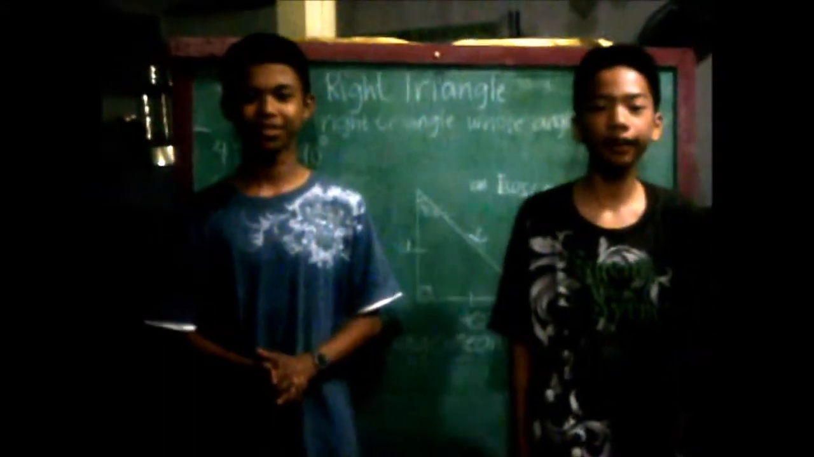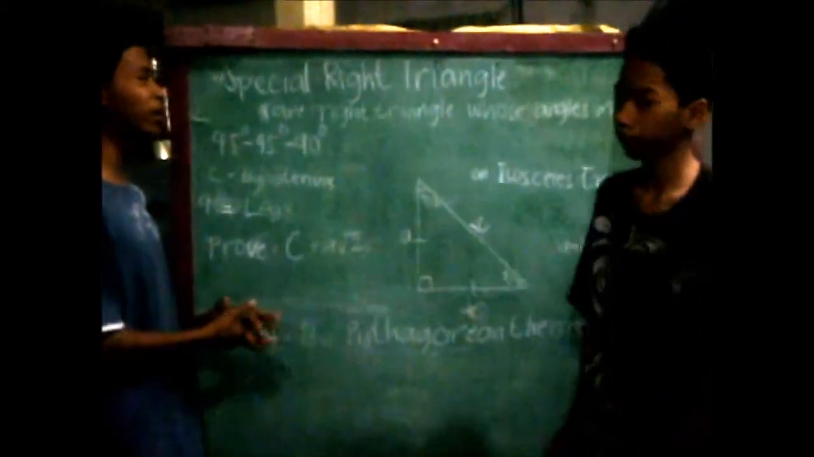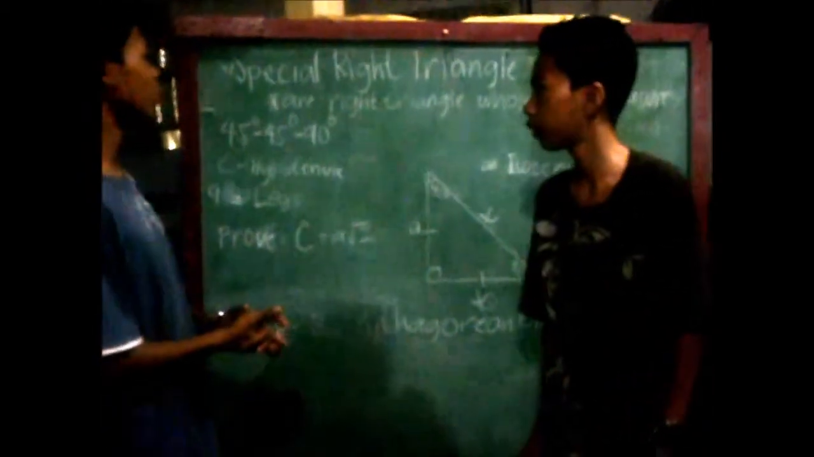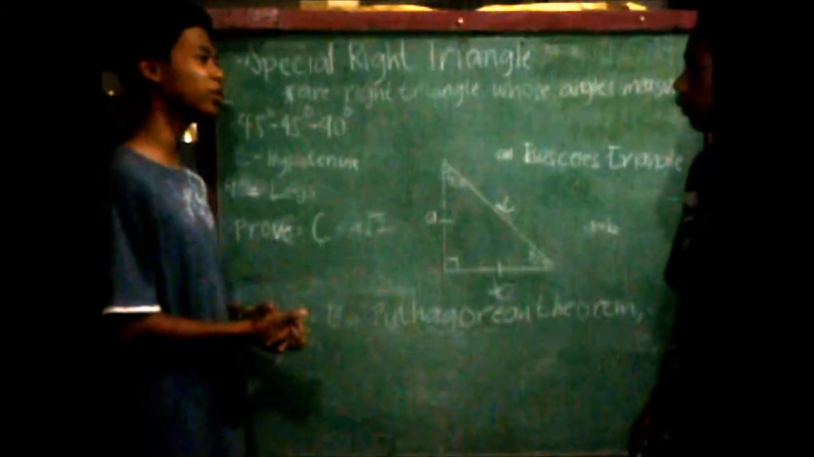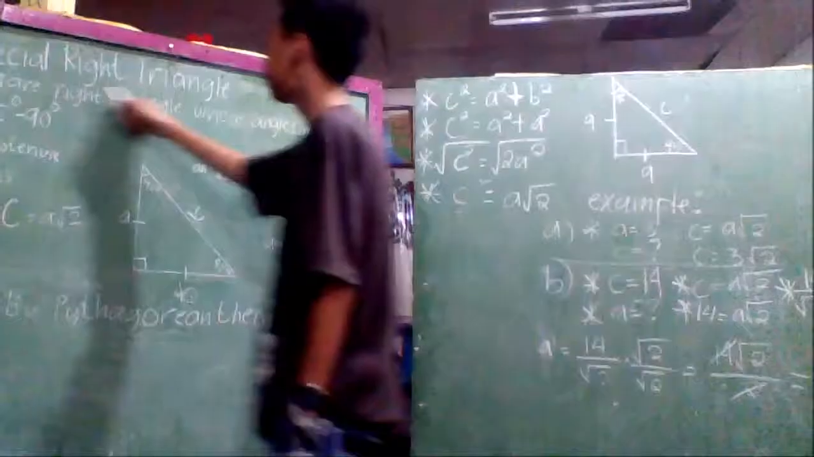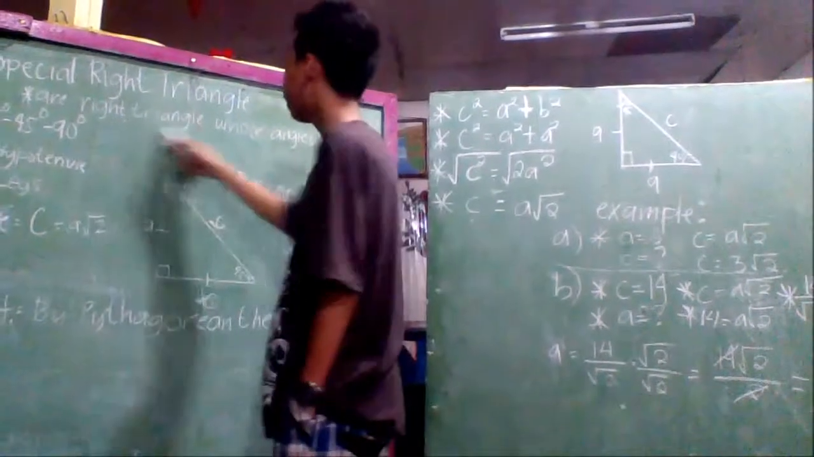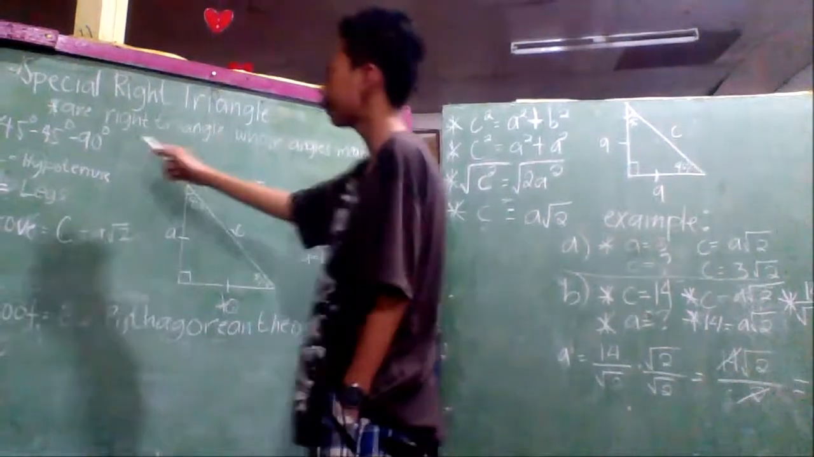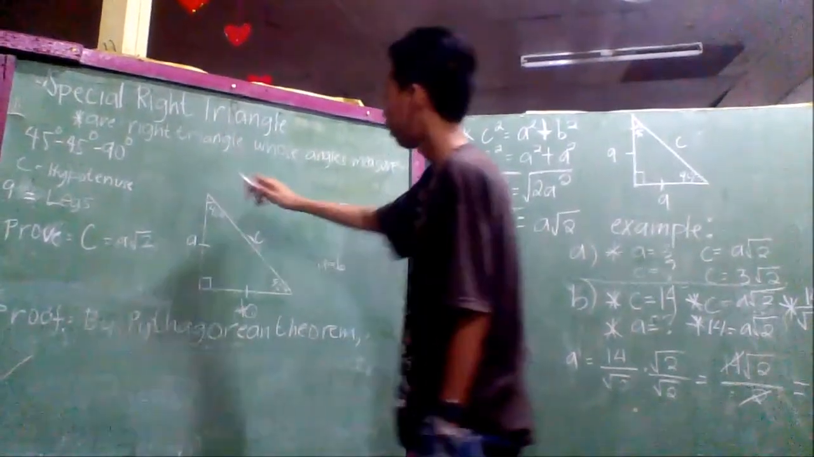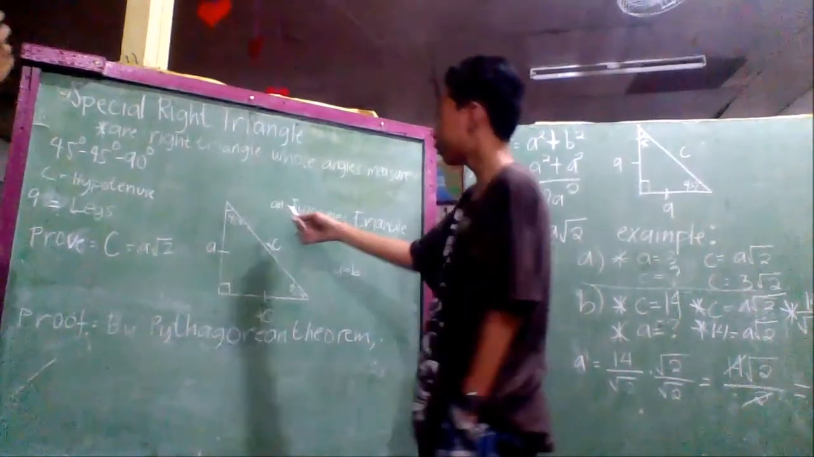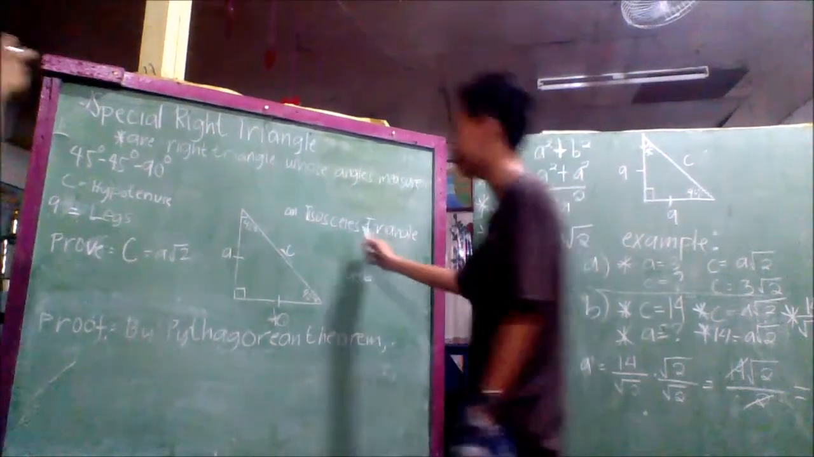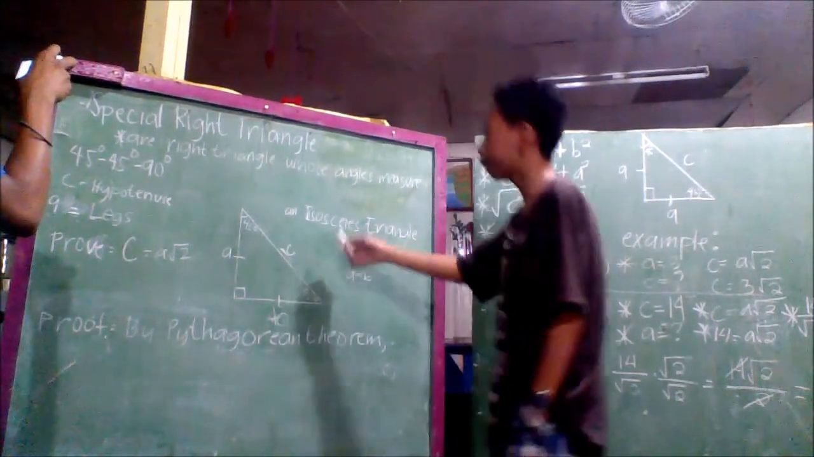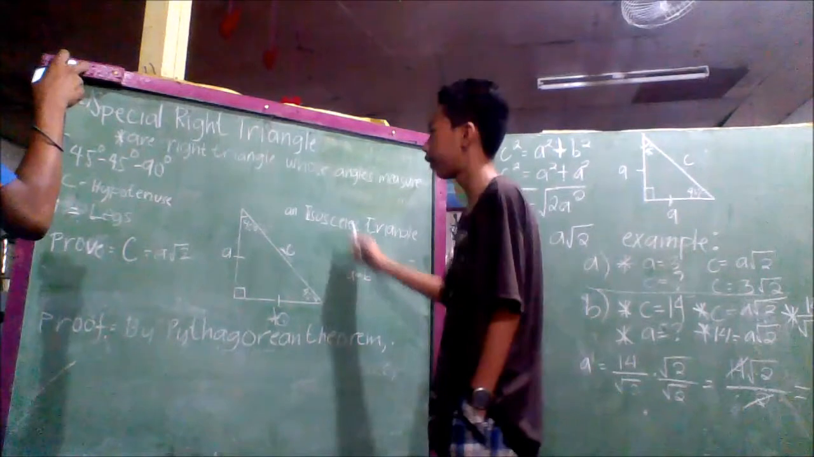We are here to explain about special right triangles. Here is Clyde to explain about a special right triangle whose angles measure 45, 45, and 90 degrees. A right triangle whose angles measure 45, 45, 90 is also known as an isosceles triangle. First, we will know the parts of an isosceles triangle.